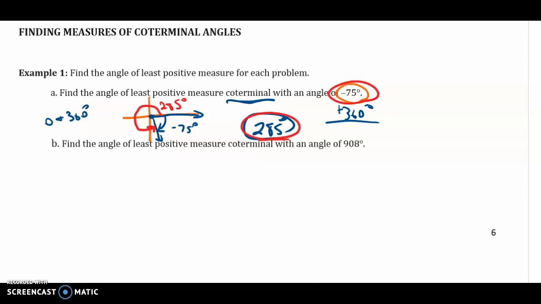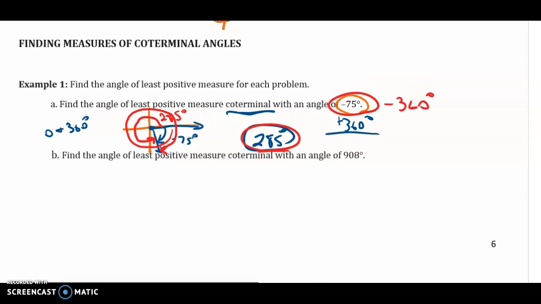We can also take negative 75 and subtract 360 degrees. So what that's going to do is give me another rotation in the negative realm. So it's going to look like that. And we can keep going on and on forever. So every single time you have a new coterminal angle, it's going to differ by 360 degrees.